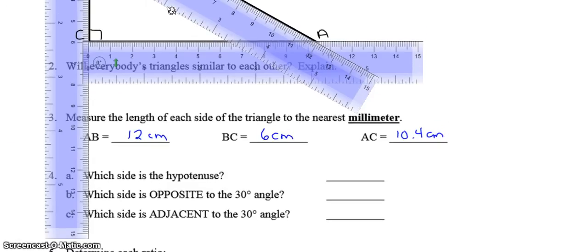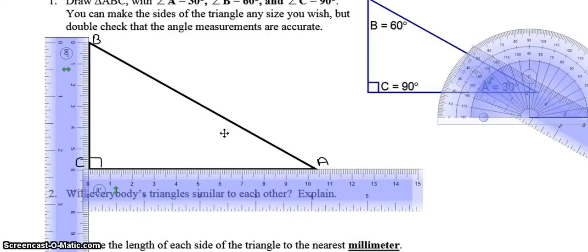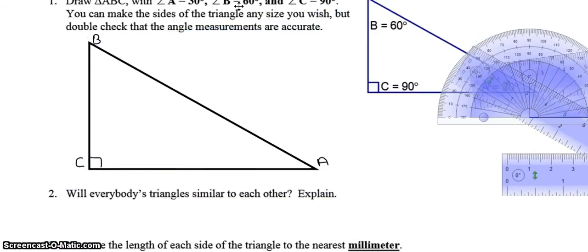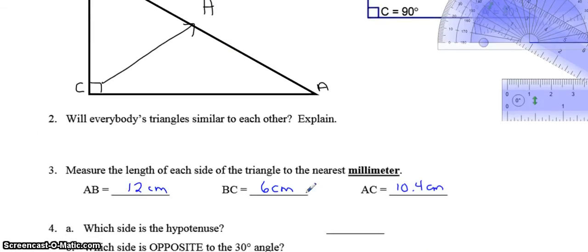So next we were asked which side is the hypotenuse. So what I'm going to do is move these rulers. The hypotenuse is always the longest side, and it's also always the side that is opposite the right angle. So that's the hypotenuse, which we will label with an H, so that is AB.